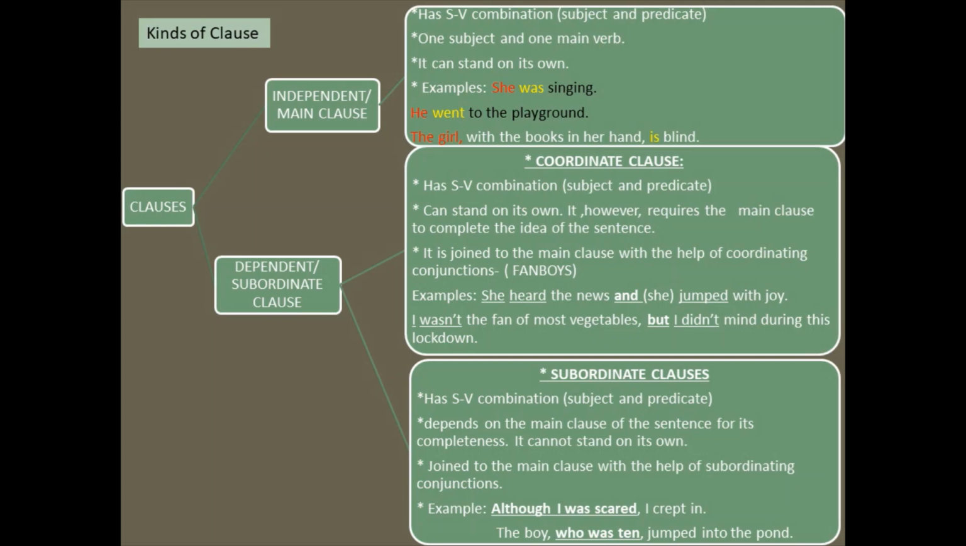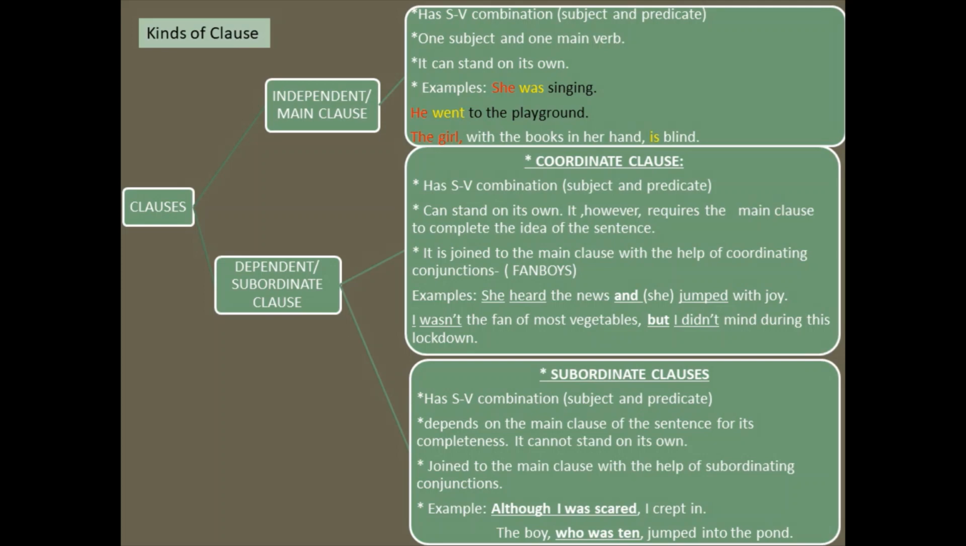Okay. Now, what are those coordinating conjunctions? It's very easy. With the help of this acronym, you would be able to remember them forever. FANBOYS. FANBOYS stands for the coordinating conjunctions. F for, A for and, B for but, O for or, Y for yet, and S for so. Now these are the coordinating conjunctions which are used to join the two coordinate clauses.